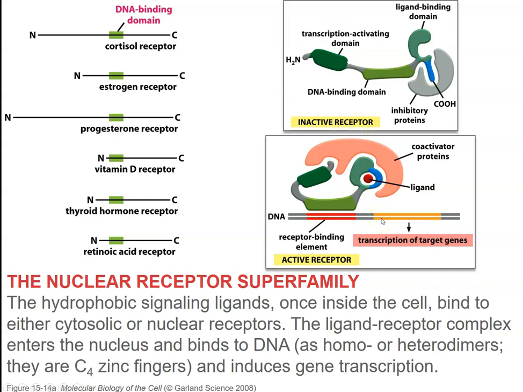The active receptor, you can see there's quite a huge conformational change that occurs. So here's the ligand binding domain. There's this conformational change, and then you can jettison the inhibitory protein, and that allows the DNA binding domain on the protein to bind to the receptor binding element on the DNA. Often these proteins will attract other coactivator proteins too, and then as a complex they can interact with RNA polymerase and other proteins involved in transcription to activate transcription.